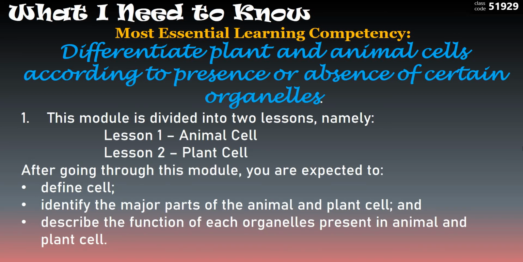So what I need to know, most essential learning competency: differentiate plant and animal cells according to the presence or absence of certain organelles. This module is divided into 2 lessons, namely Lesson 1 for animal cell, Lesson 2 for plant cell. After going through this module, you are expected to define cell, identify the major parts of the animal and plant cell, and describe the function of each organelle present in animal and plant cell.